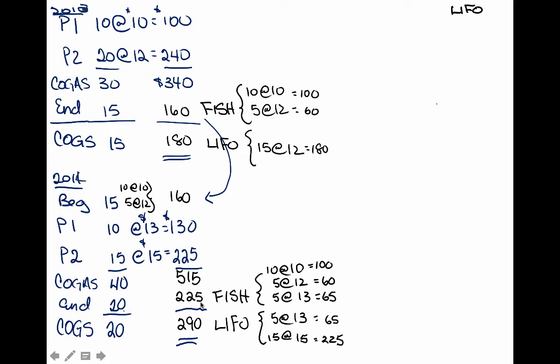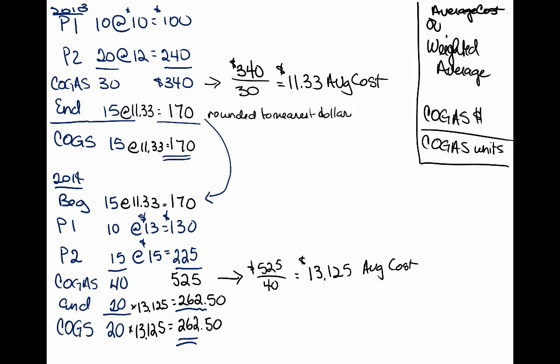To prove that out, if I'm under LIFO, ending inventory is FIFO. First in, still here, so the 10 at $10 are still here, the 5 at $12 are still here, and the 5 at $13 are still here. So notice we all have to tie back. So this is LIFO. The last method under periodic is average cost or weighted average.